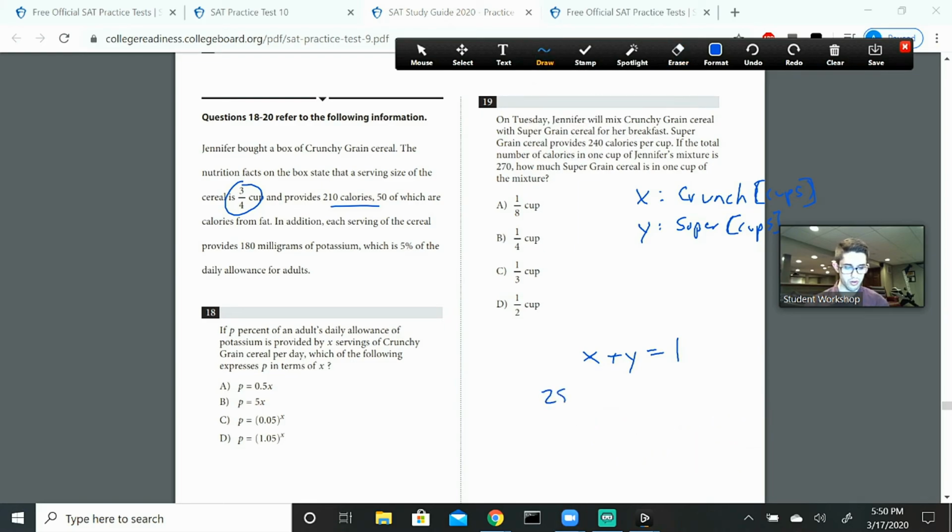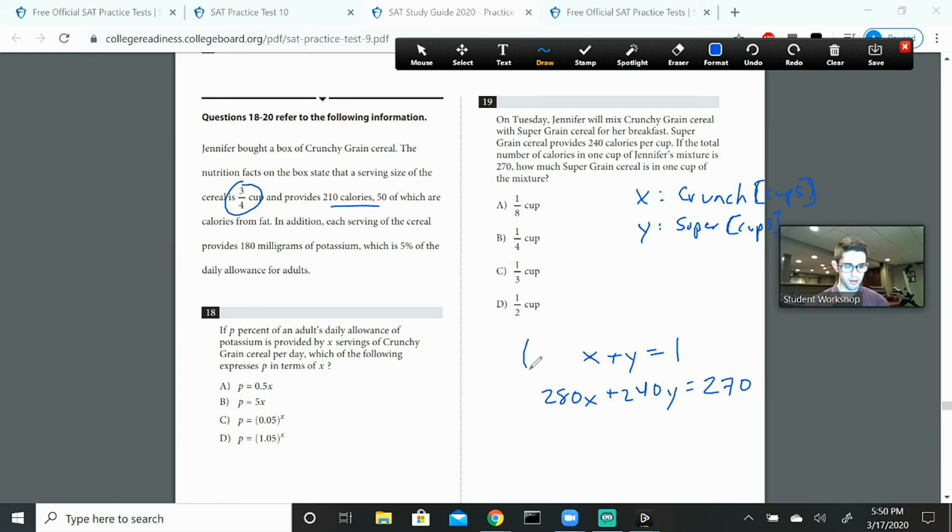And so we get 280 times x, not 210, plus 240y equals 270. And this is in the calories of her cup of a mixture. So again, the first one is cups, second one is in calories for the units of our equations, which I think can be helpful with setting those up sometimes, is thinking about what units you're dealing with. And now we need to solve this.